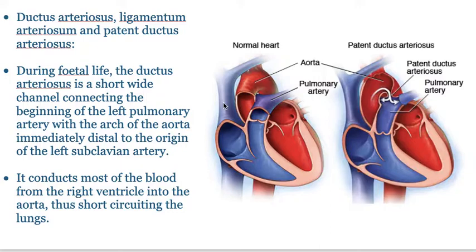So before that, about the coarctation of the aorta we had read, and then there was the ductus arteriosus, ligamentum arteriosum, and patent ductus arteriosus. What are these? During fetal life, the ductus arteriosus is a short white channel connecting the beginning of the left pulmonary artery with the arch of the aorta, immediately distal to the origin of the left subclavian artery. It conducts most of the blood from the right ventricle into the aorta, short circuiting the lungs.